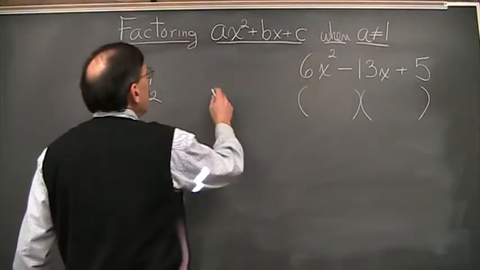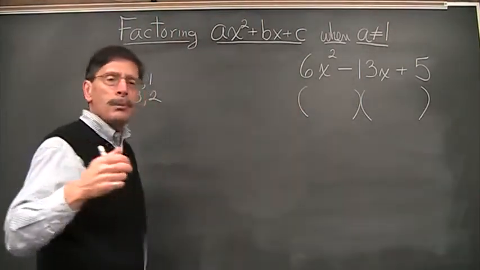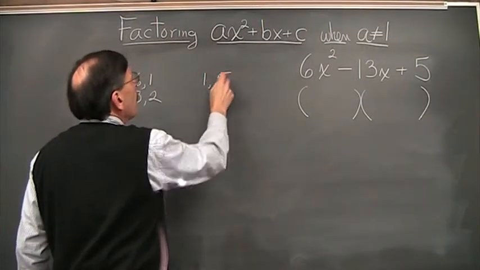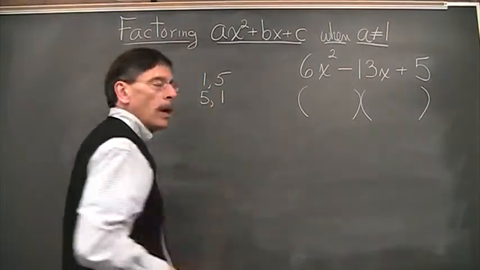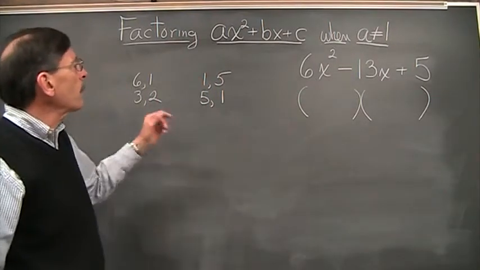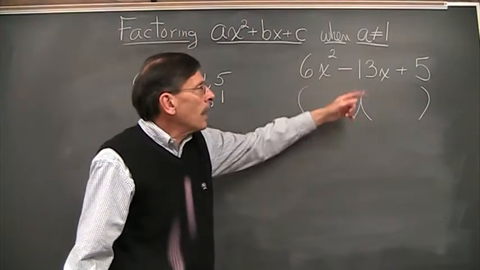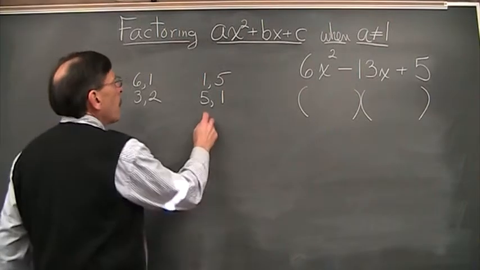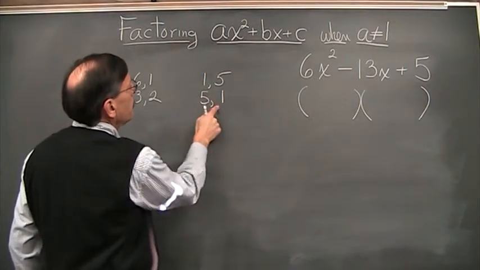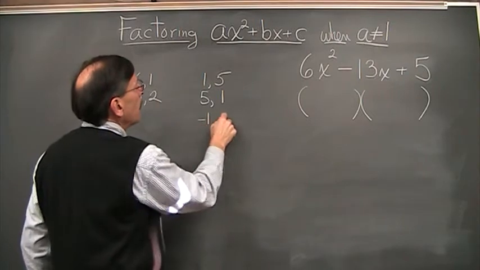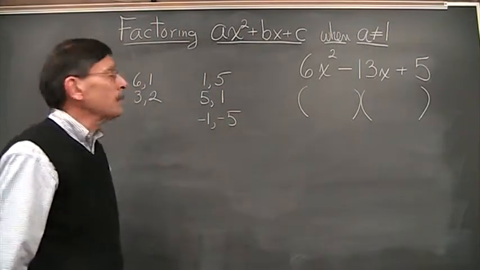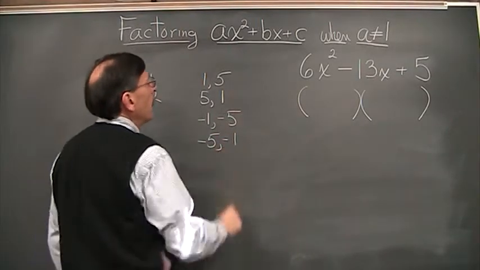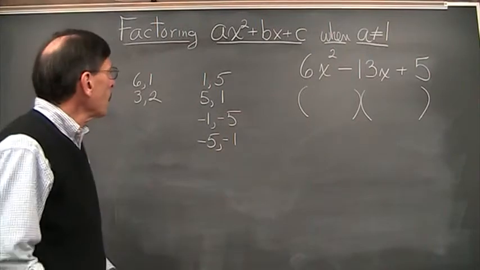For the second position, I have a 5. I need pairs of numbers that multiply to 5. So I have 1 and 5. I have 5 and 1. Those give me plus 5. But because there's a negative in the problem, I have to list negative possibilities. So the negative of each of these pairs will also multiply to give me plus 5. Negative 1 times negative 5 is plus 5. And negative 5 times negative 1 is also plus 5. All right?